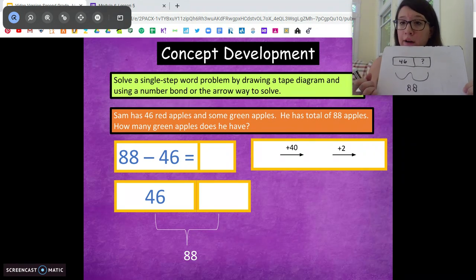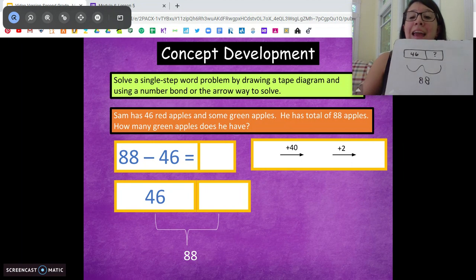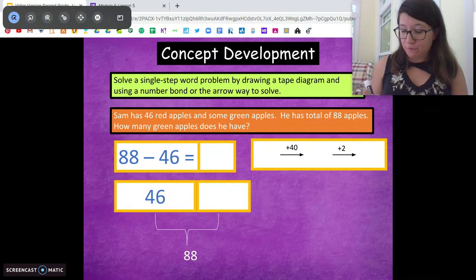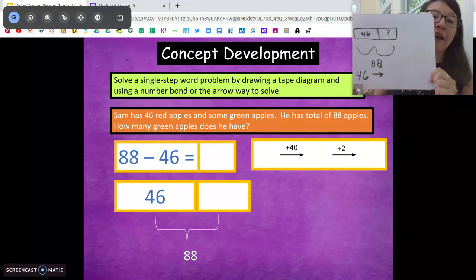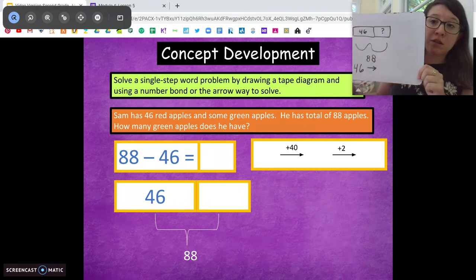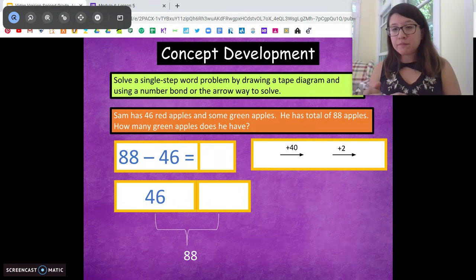I want you to pause and solve this the arrow way. You are going to start at 46, and you're going to jump using the arrow way to 88, I'm sorry. Pause and solve that now, and then we'll go over it.